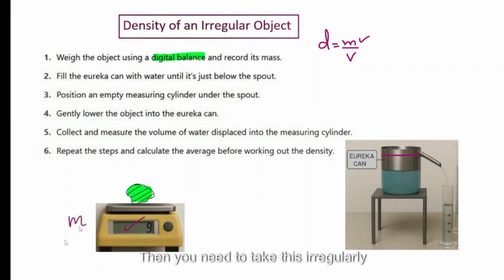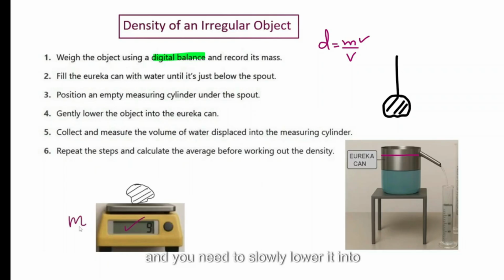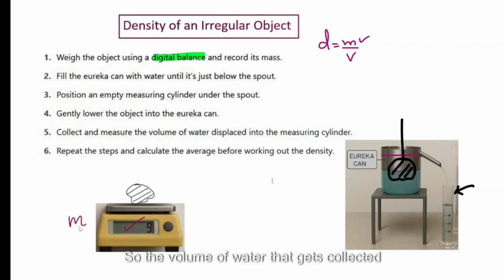Then you need to take this irregularly shaped object and tie it to a string, and you need to slowly lower it into the eureka can, and make sure to put an empty measuring cylinder here to catch any water that comes out. So the volume of water that gets collected out here is exactly equal to the volume of this object. Now, use the formula to calculate the density.